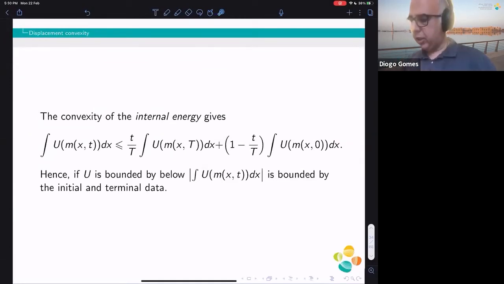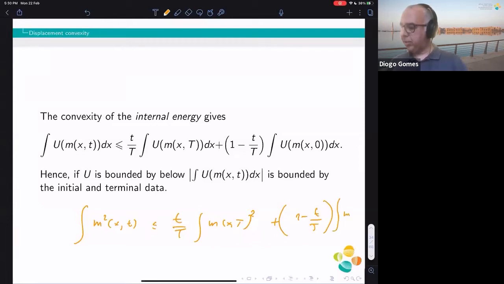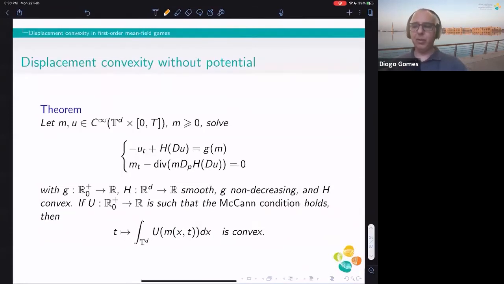So as I said, convexity of the internal energy gives that the internal energy is bounded at intermediate times. For example, the square of the L2 norm at time t is bounded by the L2 norm at time T times the L2 norm at zero. So you gain bounds almost out of, I guess it's not out of nothing, because there is a fair amount of work to prove displacement convexity.